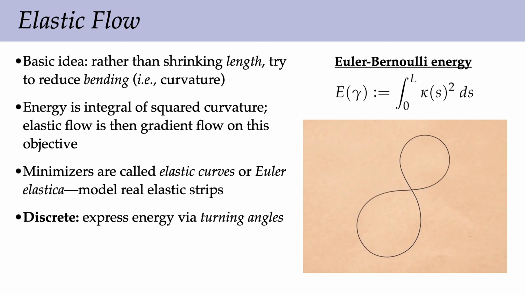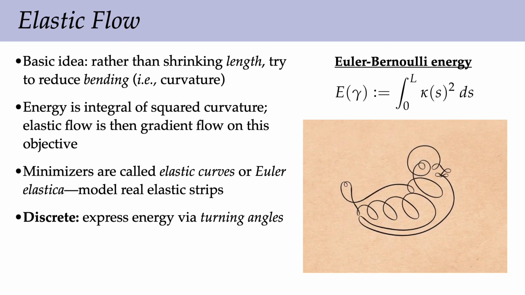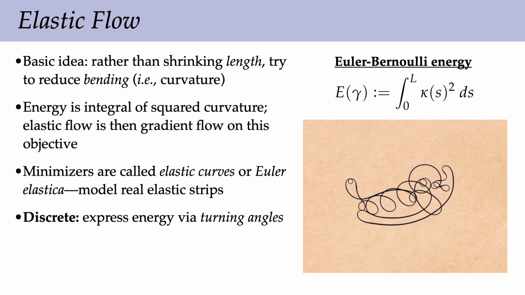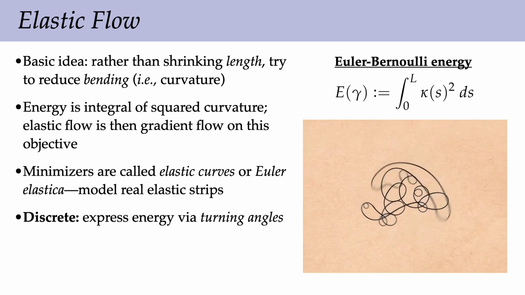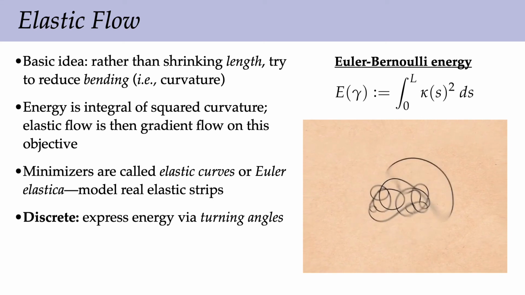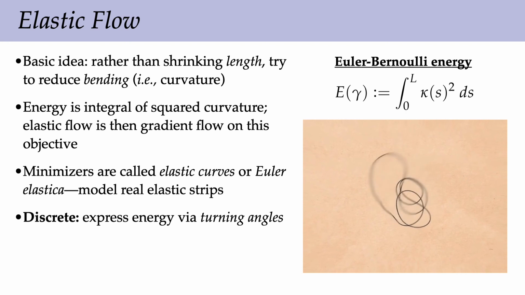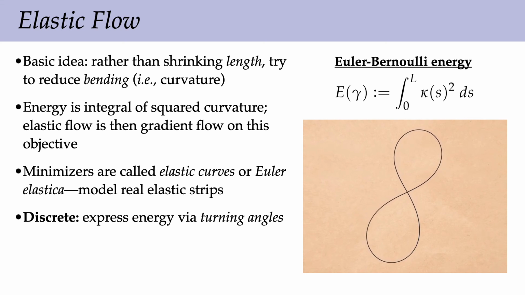In the discrete case, we can express this energy using the turning angles. Right? So just sum up, well, not quite just the sum of the angles squared, but we need to remember that this turning angle represents the integrated curvature. It's the integral of curvature over some segment to the left and to the right of the vertex. Okay, so to get a good notion of this energy for a discrete curve, we're also going to have to put length into the mix.